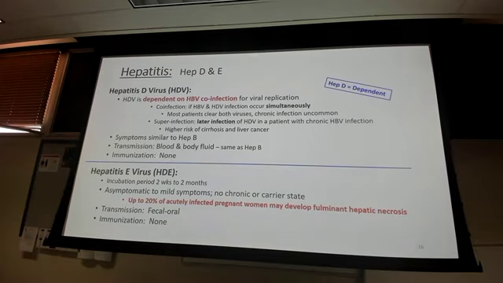Symptoms are similar to hepatitis B. You get it through blood and body fluids, but again, there's no vaccine for this. You can't vaccinate against this. Now, if you get the hepatitis B vaccine, will that help? Probably, right? But there's no singular vaccine for hepatitis B.